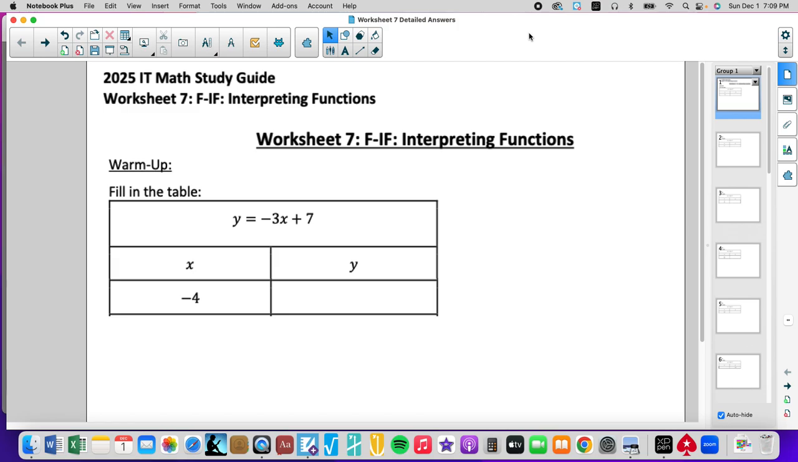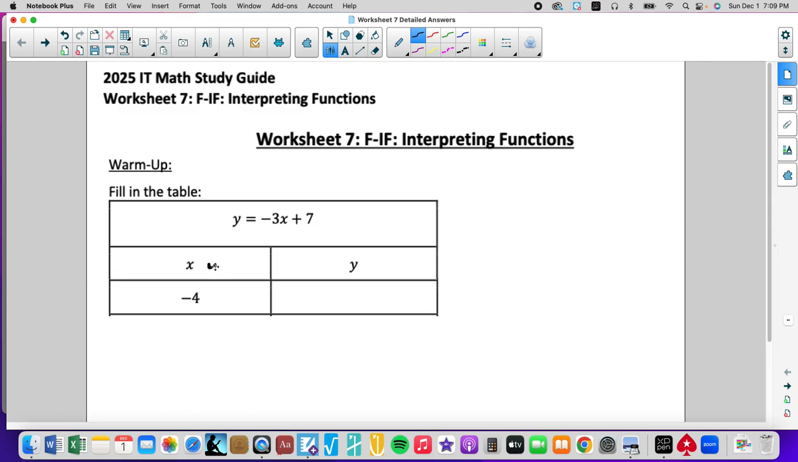Academic Decathlon, worksheet number 7. And here we're dealing with functions. So functions are relationships between inputs and outputs, and they're very similar to linear equations, where we're going to input a value and we're going to get an output. So this is my input and this is my output.